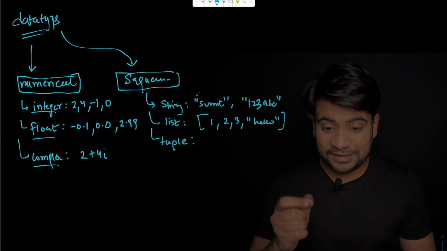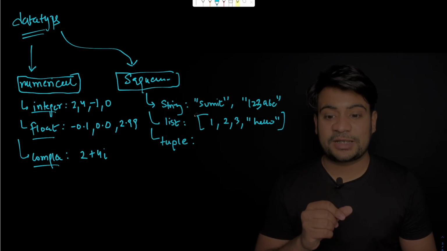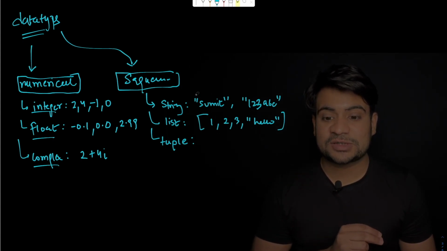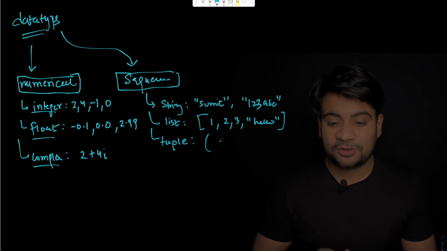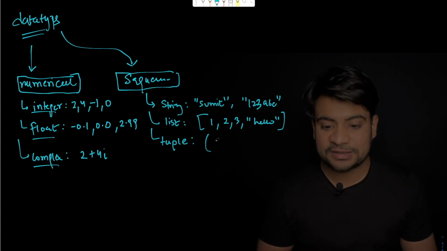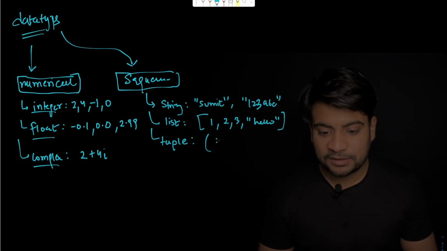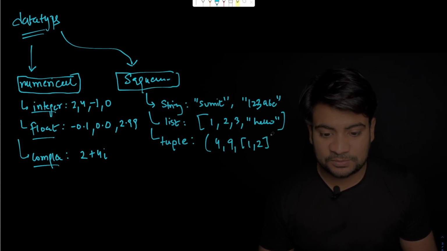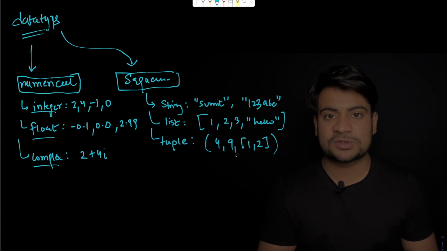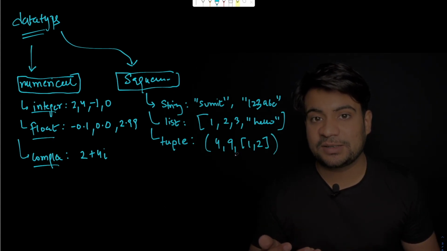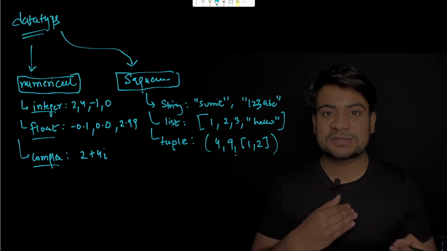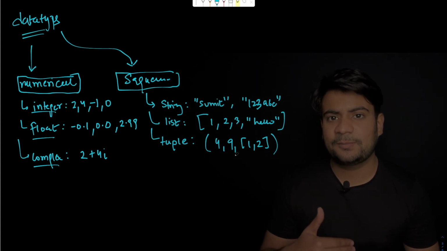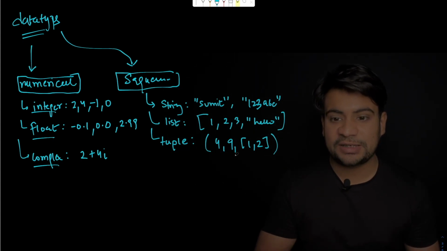Remember, I'm enclosing list with square brackets. I'm enclosing string with double quotes, and tuple is again a sequence, and tuple is represented by round brackets. So tuple is again a sequence data type, which can be like 4, 9, 1, 2, then the round bracket to close the tuple. So these are three different sequence data types. What is the difference between these different sequences in terms of their properties is something which we will be learning when we will be discussing this in a lot of detail.